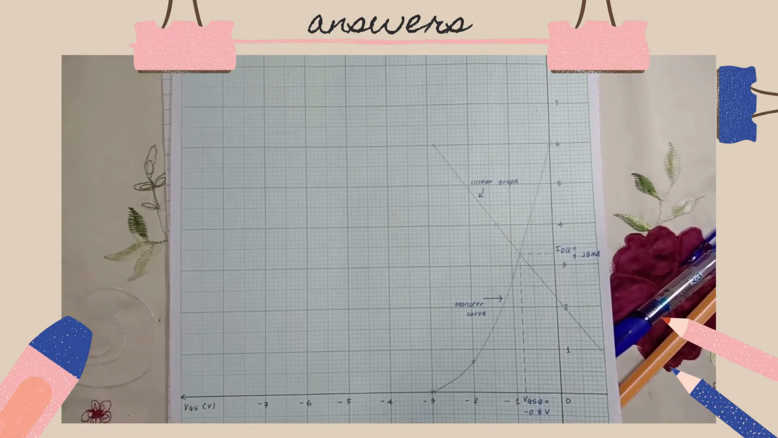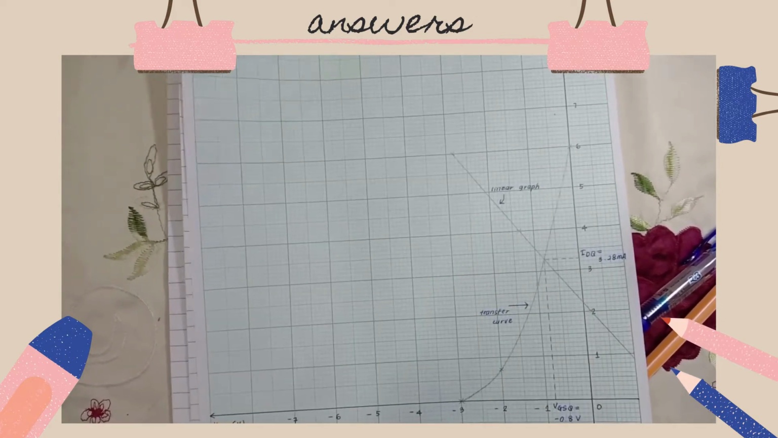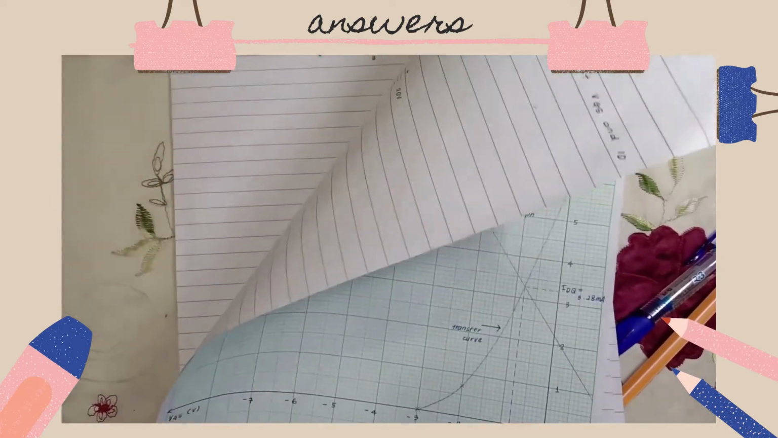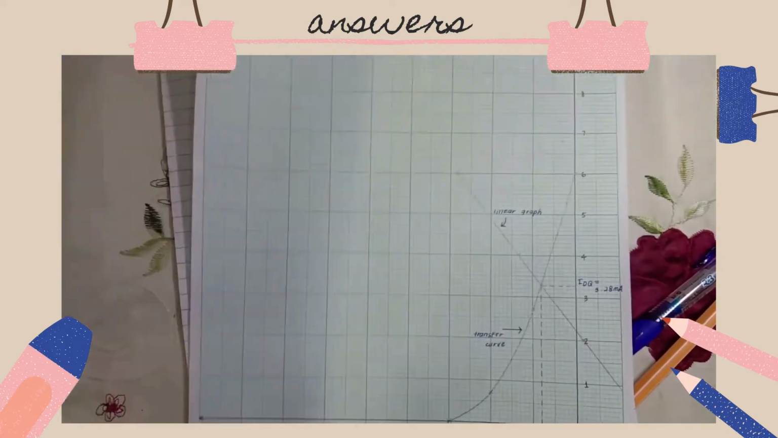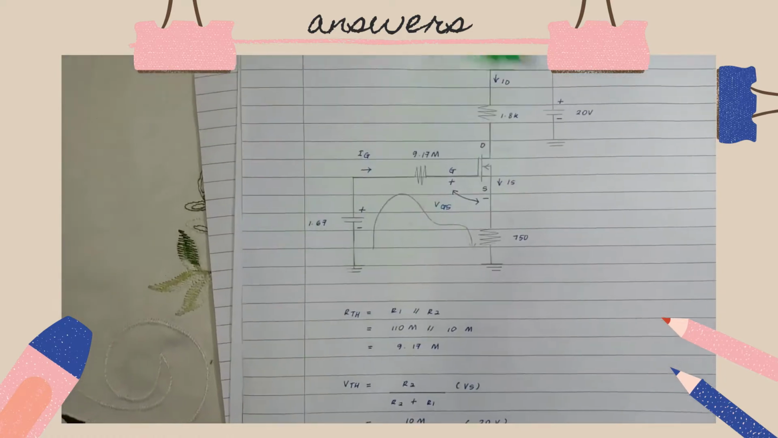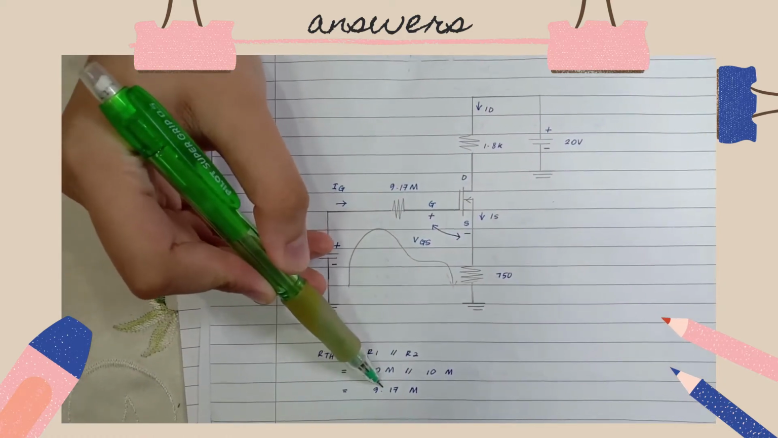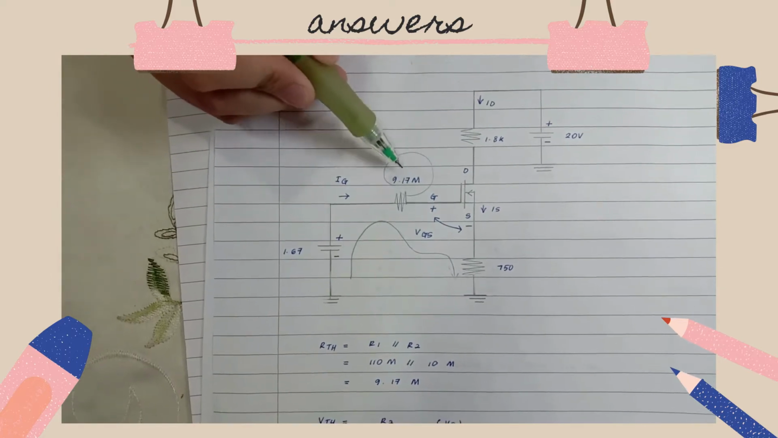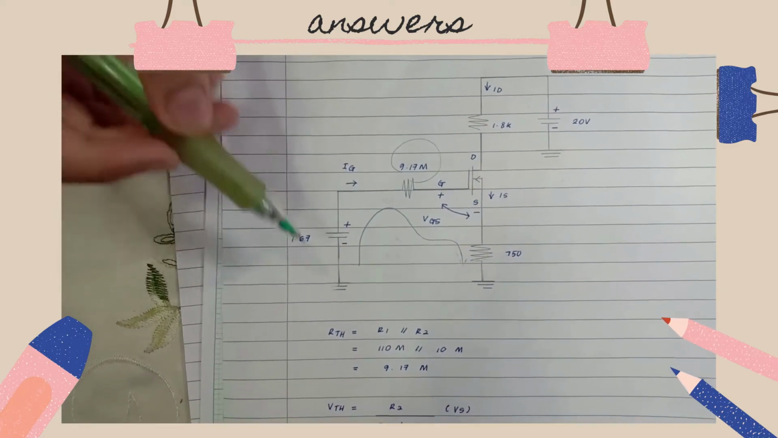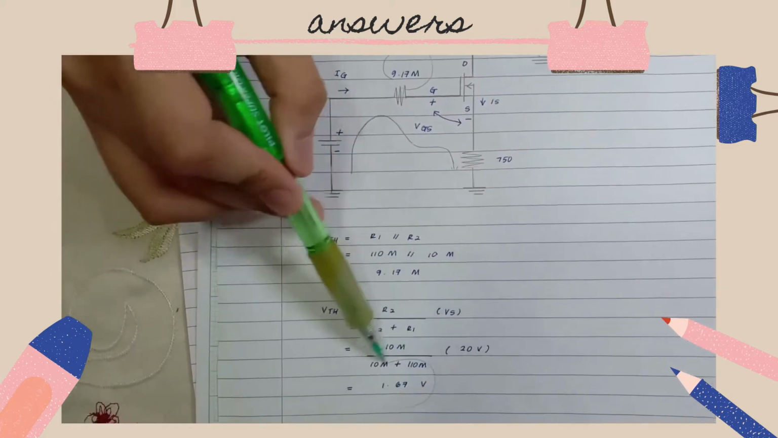Next, the third step is, after we simplify the circuit before, we will get the circuit like this. This is the value of RTH, 9.17 mega, and the value for VTH, 1.67 volt.